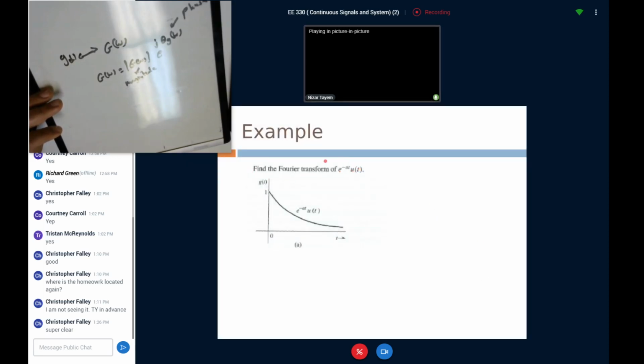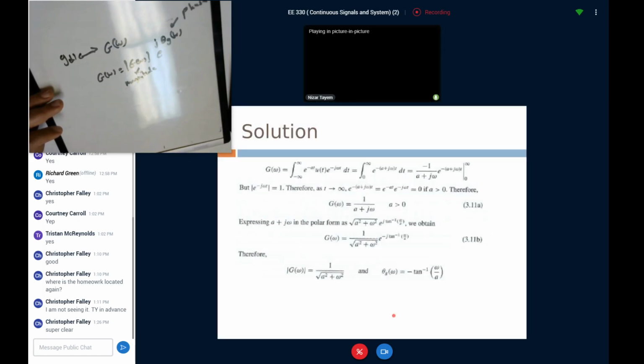Let's find the Fourier transform of the signal. We did that, and find the magnitude as well as the phase of the signal, okay? So again, by definition, we did this before: integral from minus infinity to infinity, e to the minus alpha t, u of t, e to the minus j omega t dt. We just did that, right?